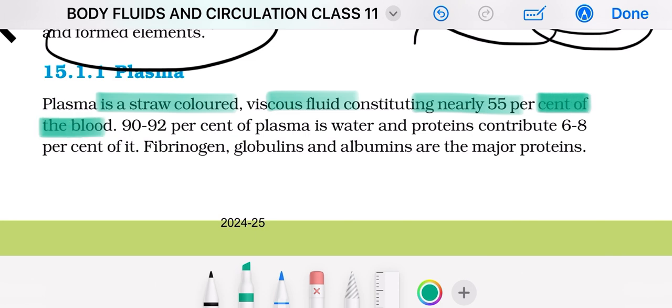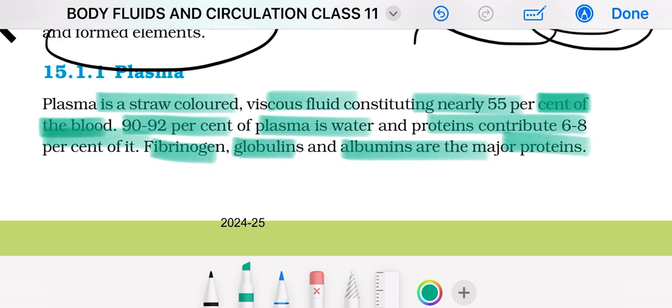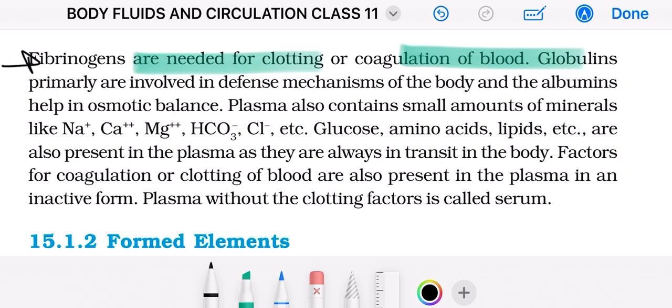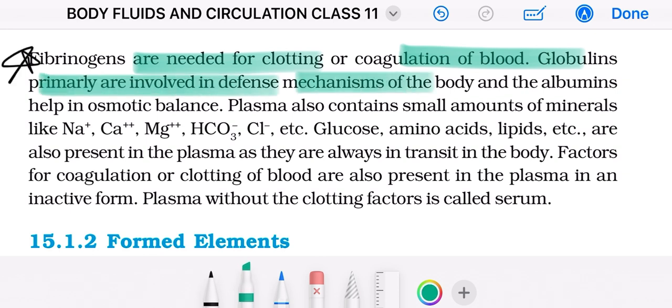How much? 55% of the blood, and 90 to 92% of plasma is water, and proteins contribute 6 to 8% of it. Fibrinogen, globulins and albumins are the major proteins. Fibrinogens are needed for clotting or coagulation of blood. Very important paragraph: globulins primarily are involved in defense mechanisms of the body, and the albumins help in osmotic balance.